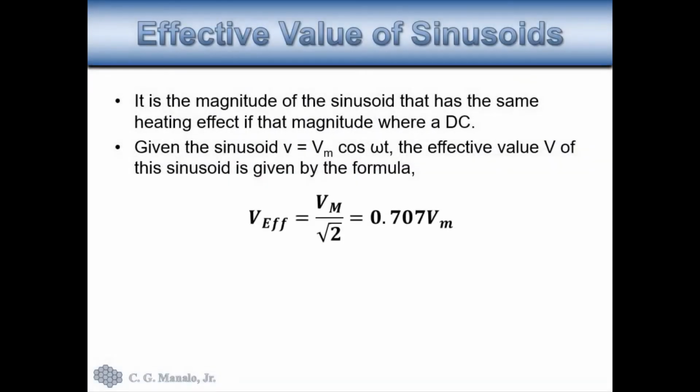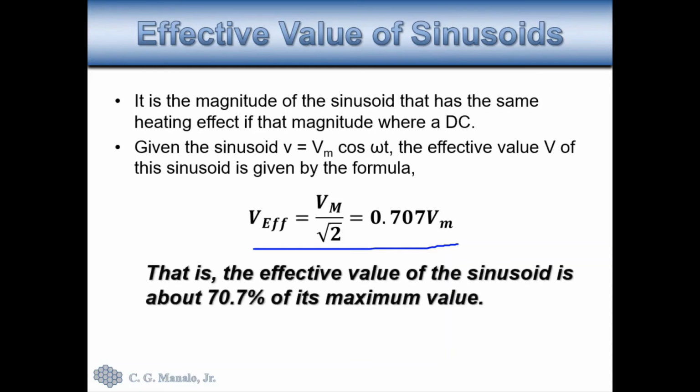Now let's go to the effective value of sinusoids. So we know a sinusoid to be a periodic function that has an average of 0 over a single cycle. Now, how do we measure the effectiveness of the sinusoid? It is given here. It is simply equal to its amplitude divided by square root of 2, or that would be 0.707 of the amplitude.